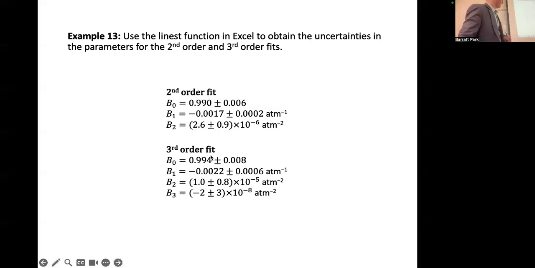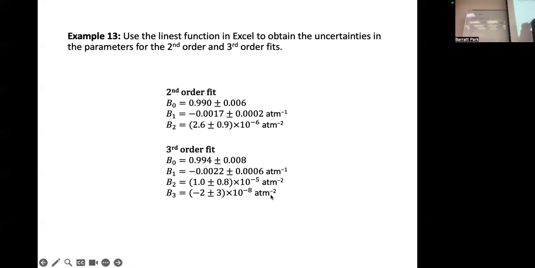Okay, and so, if you report the numbers from the third order fit, this is what you should get down here. And one thing to notice, so, for the B naught, B1, and B2, oh, I'm sorry, this should be atmosphere to the -3 down here. So this one down here should say atmosphere to the -3. That's a typo.